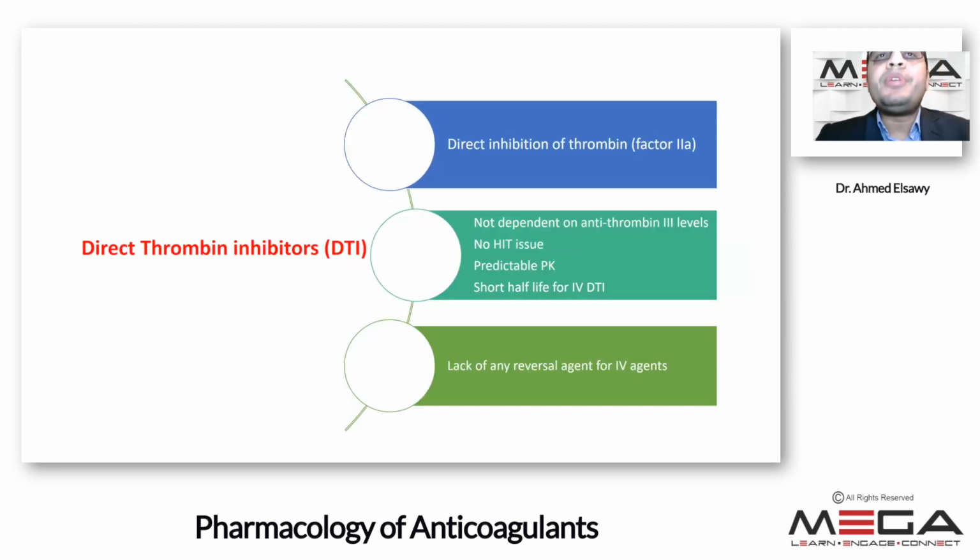Moving to direct thrombin inhibitors. Direct thrombin inhibitors have direct action on thrombin, or factor 2A, not dependent on cofactor or antithrombin 3 levels. So they are also less likely to cause HIT, and can be used if a patient is suspected or at risk of HIT. They have predictable pharmacokinetics and a short half-life; the intravenous direct thrombin inhibitors have a shorter half-life. And still there's no optimum reversal agent for direct thrombin inhibitors.